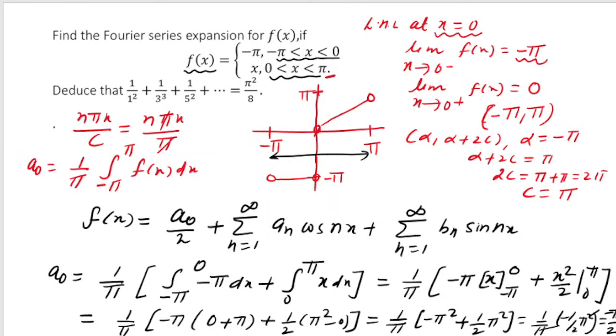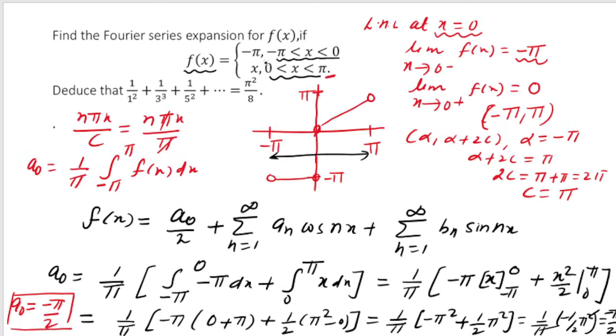There was no space, but I hope you have understood it. So for your convenience, I write it in a different color, that a naught value that I have got is minus pi by 2. So this is the first thing that I have evaluated. Now I'm moving to the next page because we don't have the space.